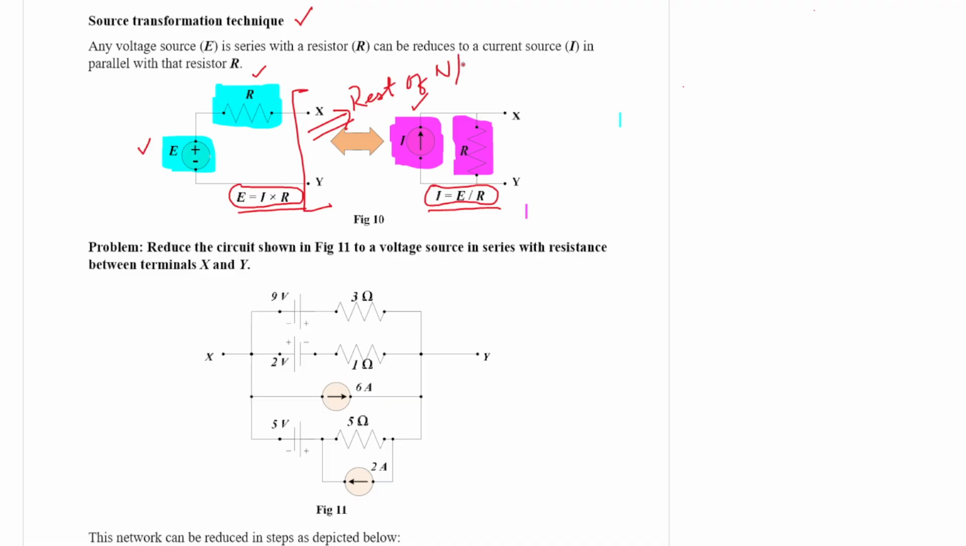So if the rest of the network is connected in this fashion, a voltage source with a series R, then the same network can be represented as a current source in parallel with the R, where I is equal to that voltage source divided by the resistance, and this voltage source magnitude will be current into resistance. So this is the philosophy of source transformation technique.